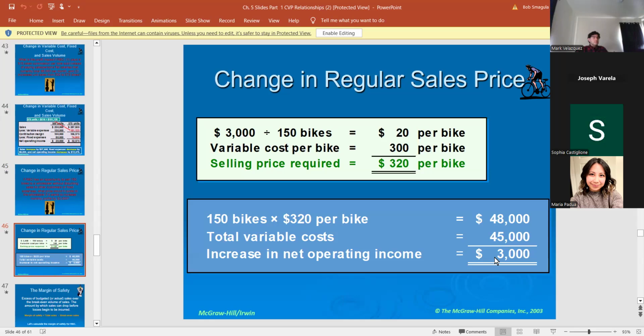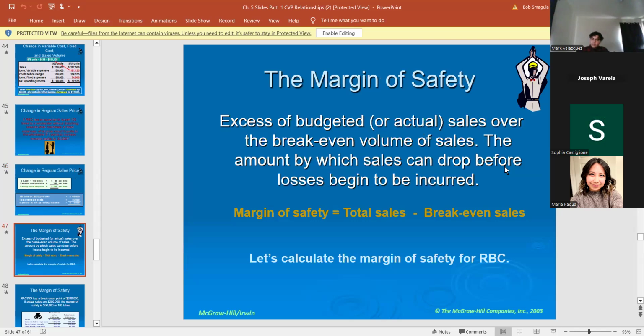Here we go. They are going to sell, the variable cost is 300 each. We're back to our 300. And they're selling them for 320. So we have 150 times 320. The total variable cost, 300 times 150, is 45,000. So the increase is 3,000 in net income. You can have a lot of these problems on your homework.